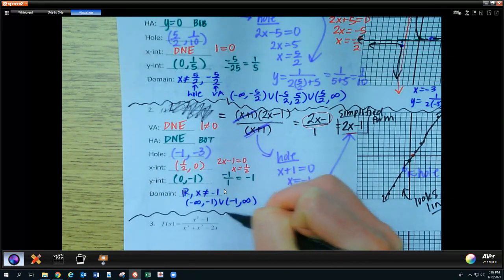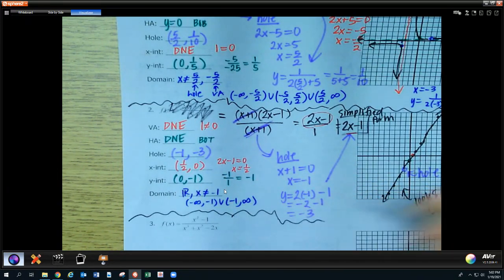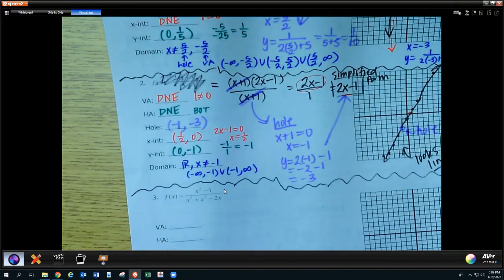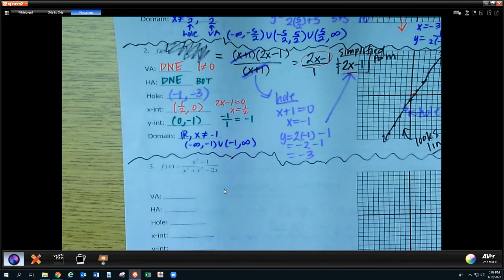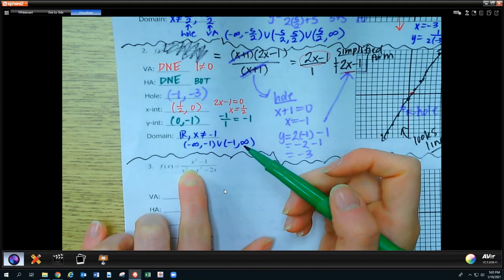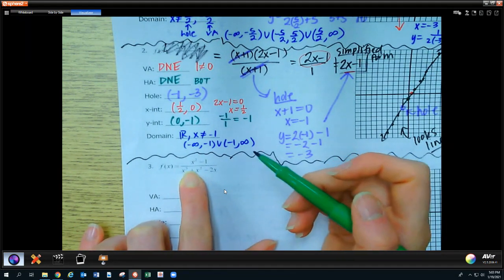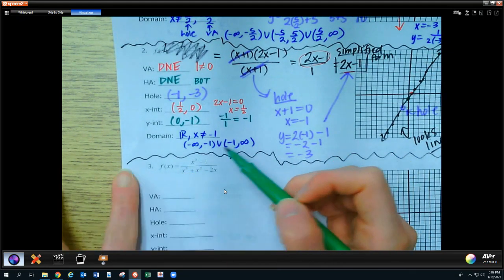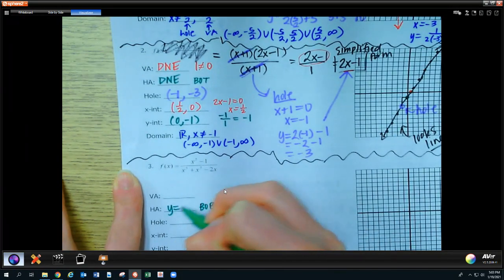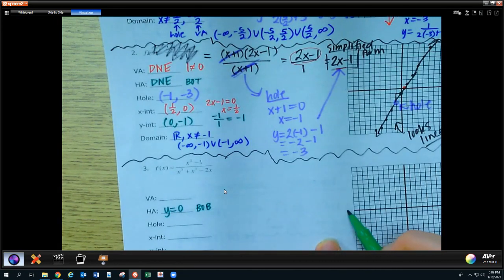Example 3. Don't factor, don't simplify, find your y things first, starting with the horizontal asymptote. We have degree 2 over degree 3. Hopefully you can see that better on your own paper. So we're bigger on bottom, so y equals 0. Horizontal asymptote at y equals 0.